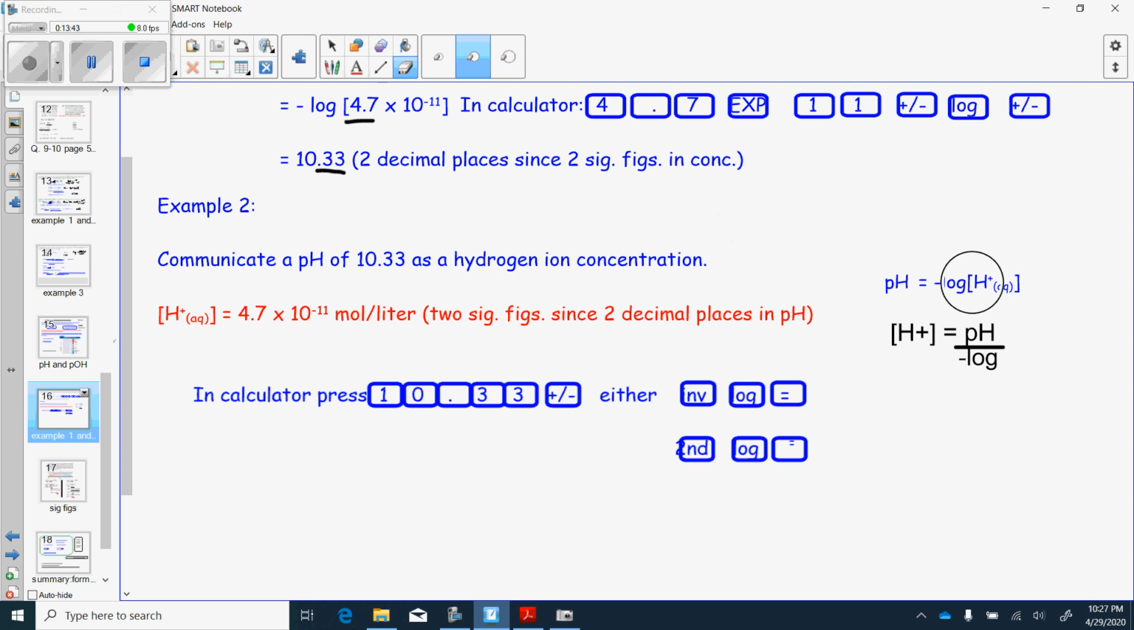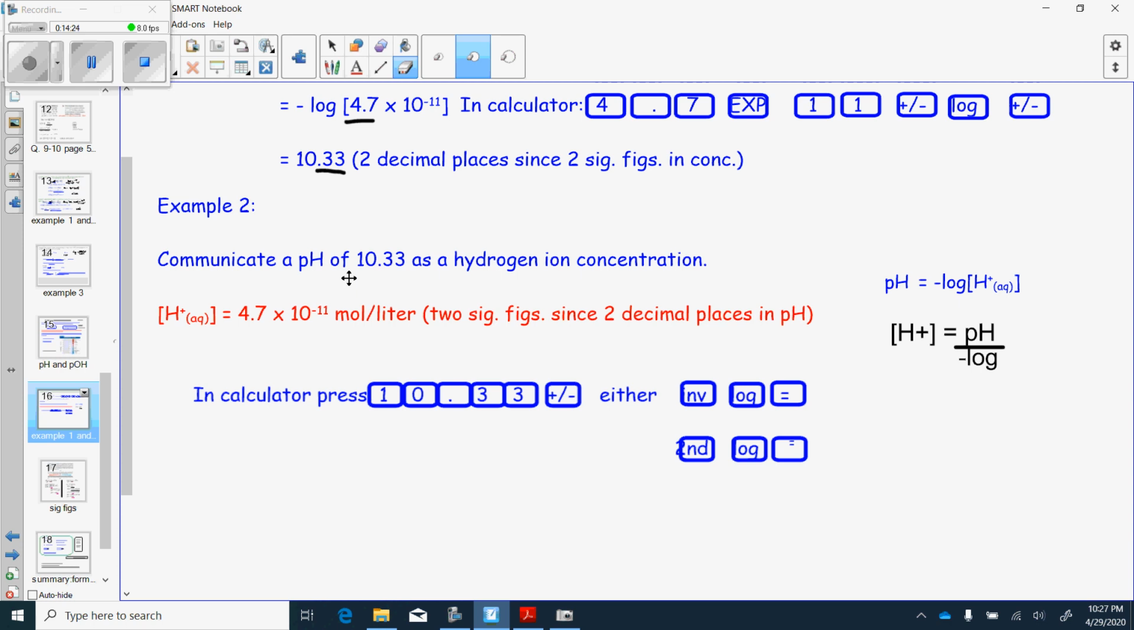So you can take your original formula and you rearrange it. So H plus is your pH divided by your negative log. Now, we don't literally divide by negative log when we use logarithms. Whenever you see that you want to divide by log, on your calculator, you're going to use the inverse log or the shift log option. So if I was going to put this into my calculator, I'm going to take my pH, which is 10.33, and I'm going to divide by inverse log. Now, some people like to park that negative up here with the pH, and that's okay too.